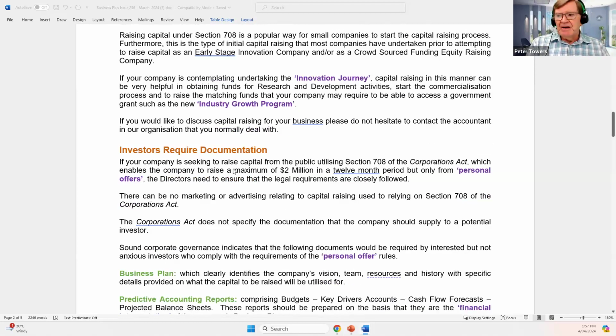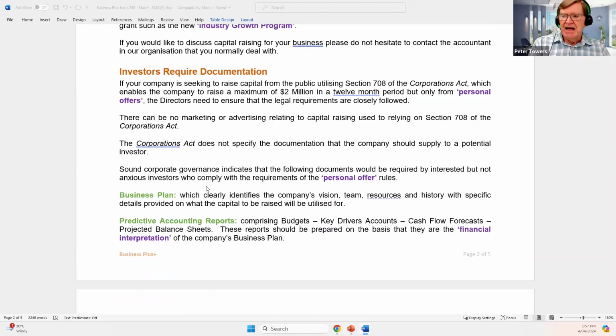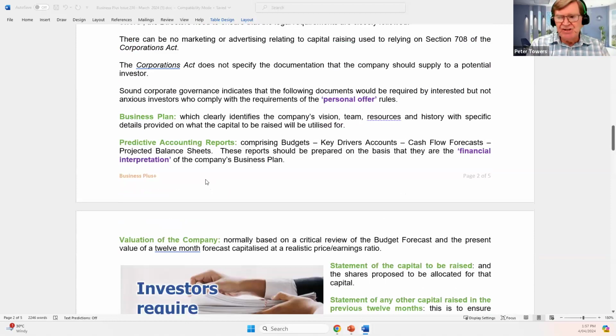Investors require documentation. The law doesn't set out what an investor under Section 708 must be given, but I think the marketplace has set that, and I've summarised that. We need a business plan, predictive accounting reports, budgets, cash flow forecasts, projected balance sheets. We need a valuation of the company, even if it's only done by the directors, with your assistance, of course.